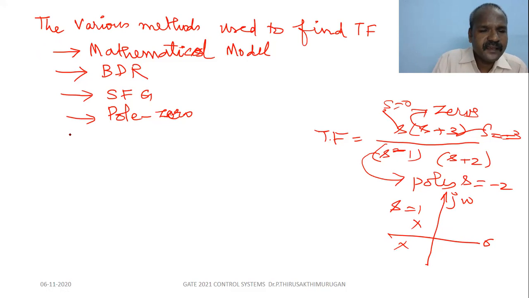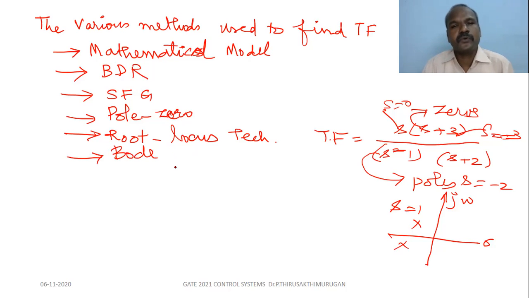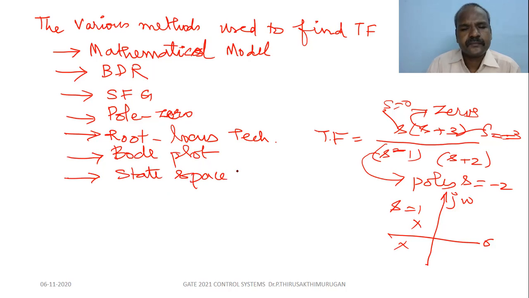The next technique is root locus technique. Then we can also determine from the Bode plot, frequency response plot. From the Bode response also we can determine the transfer function. It comes under frequency response. We will discuss later. Then we can also determine from the state space model. So these are all some important techniques used to determine the transfer function model. Clear?